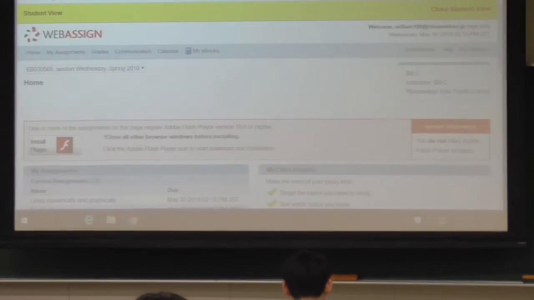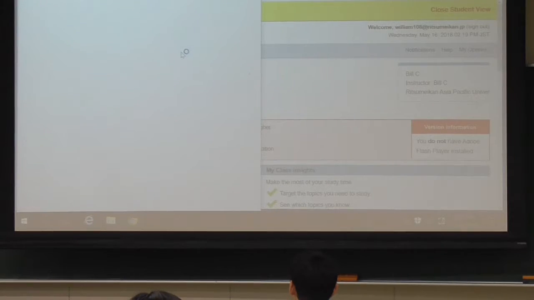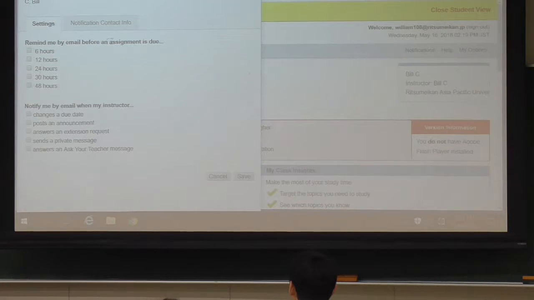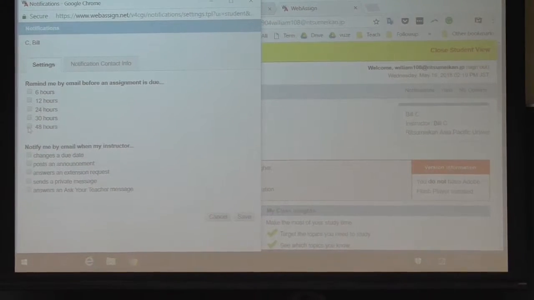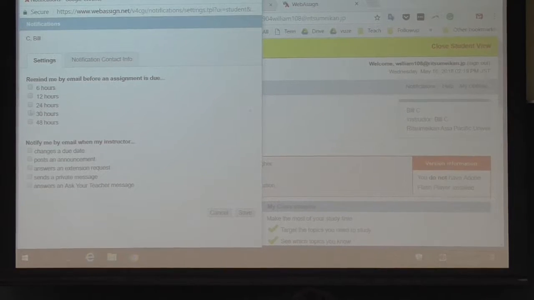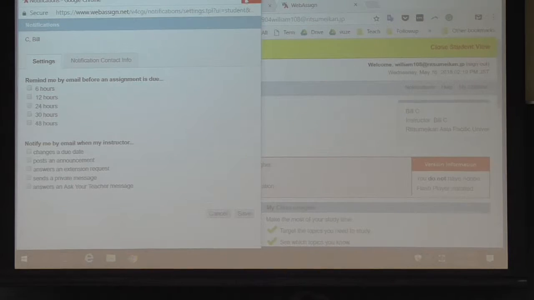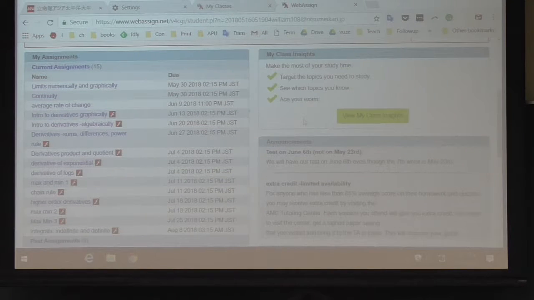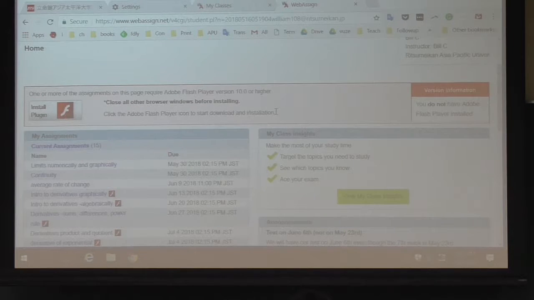Just to remind you, if you go to notifications, you can set up to be notified. Remind me by email when an assignment is due, so you can be reminded 48 hours ahead or 30 hours ahead, whatever. And notify me by email when my instructor changes a due date. You might want to do that just in case I add some assignments. Does anybody have any questions about anything?